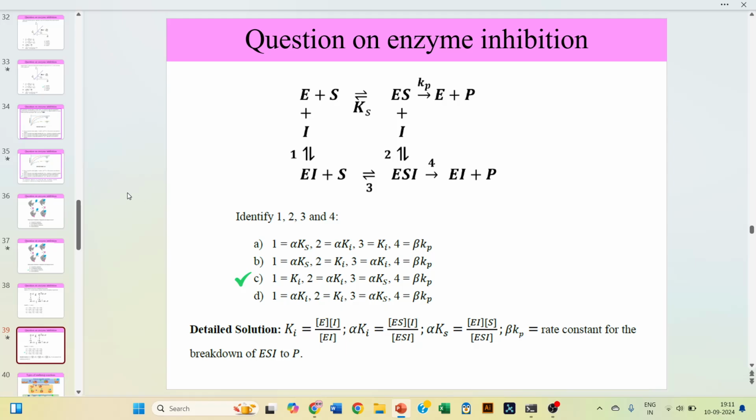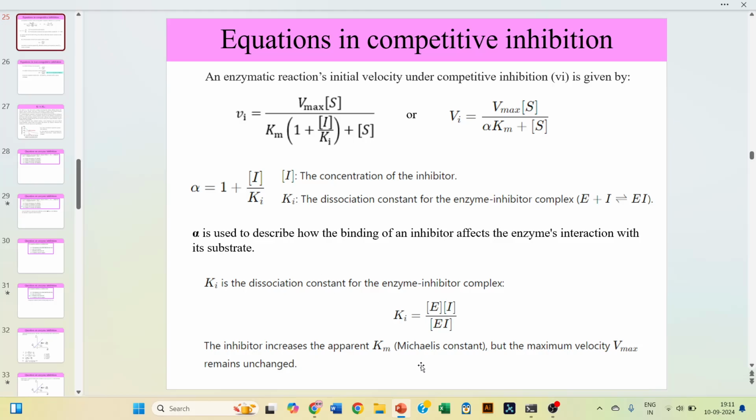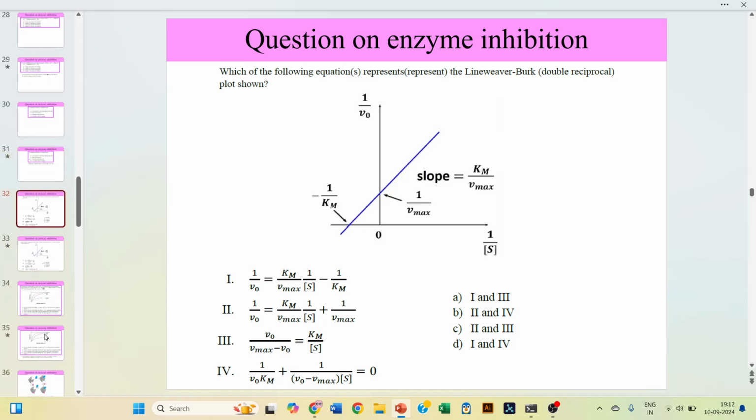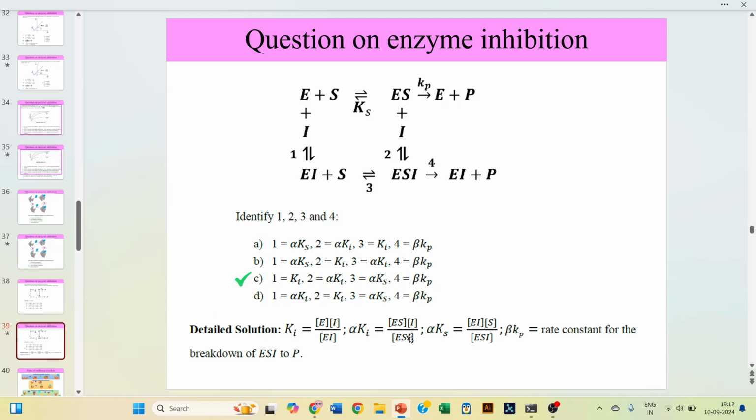Remember all of these formulae. We have discussed these formulae in this particular slide. Yeah, this one. So see, Ki, remember it is this. When EI and E and I are there, that gives you Ki. What is alpha into Ki? Then your ESI is involved. ESI and ES and I, that is involved. So that is how you can distinguish.